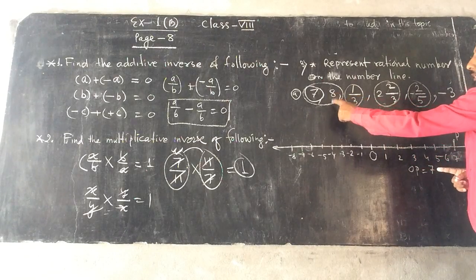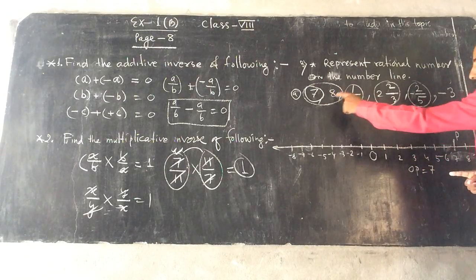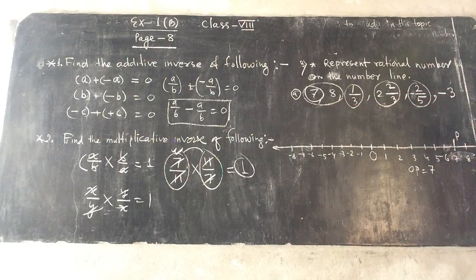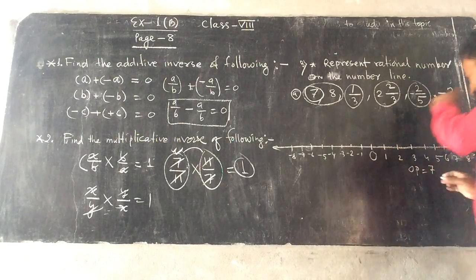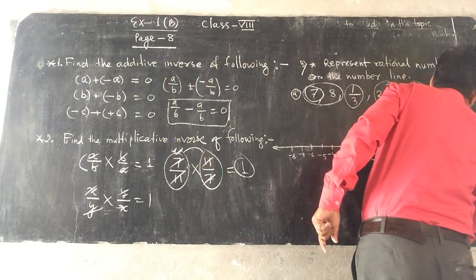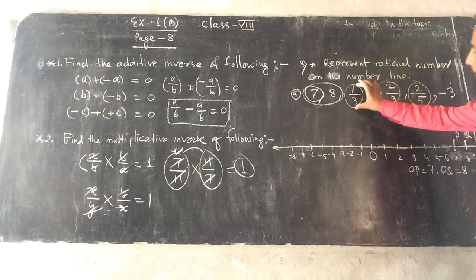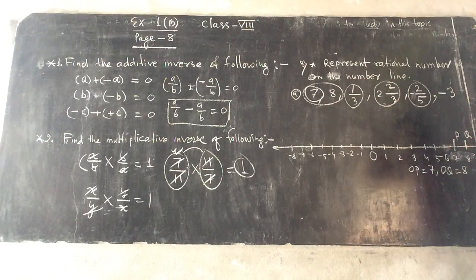Another is 8. What do you have to plot? 8. It is also a positive integer, so you have to look at the right side. Here is 8. Call it Q. So OP represents 7, then OQ represents 8. It's very simple, no? That is how to represent a whole number.